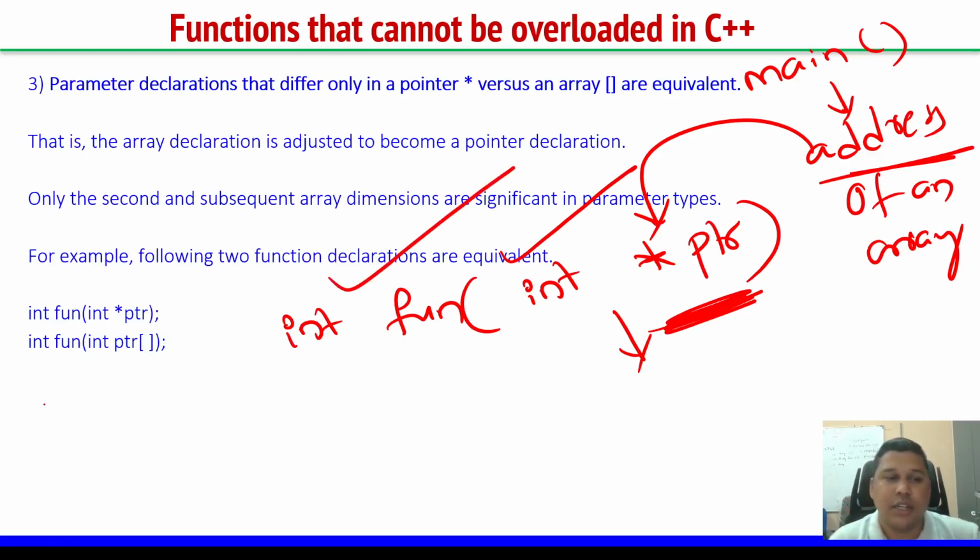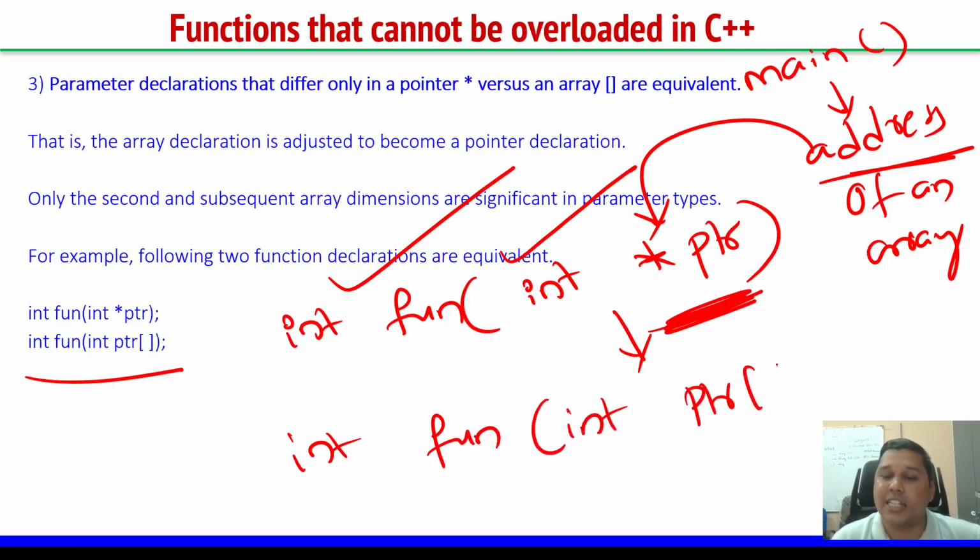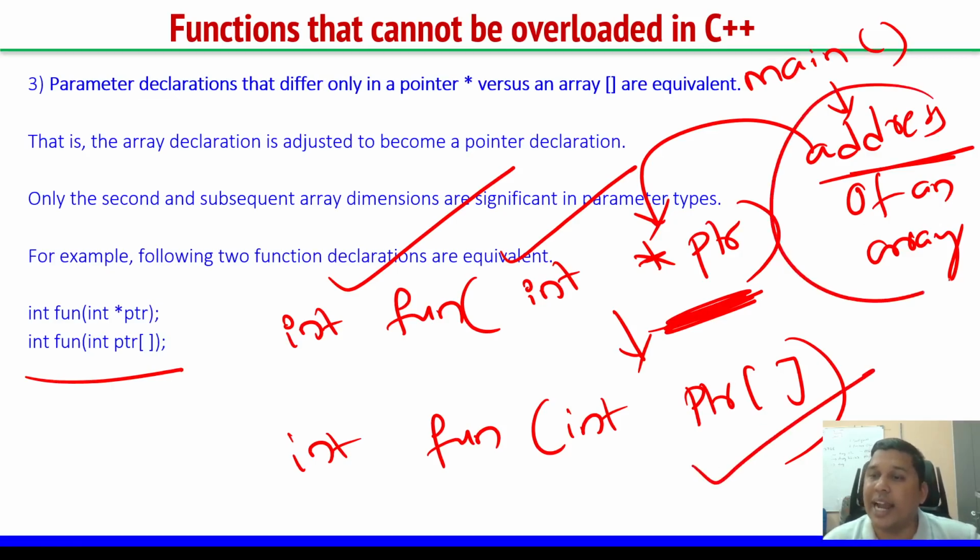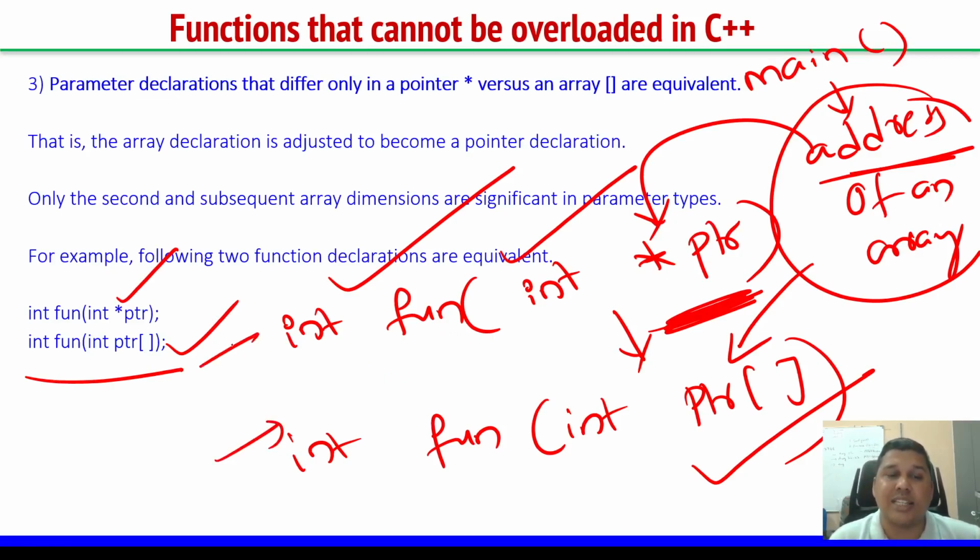This is fine. You see the second one, int fun, it is declared with ptr and empty brackets. This is also allowed when you are sending the address of an array. You can write either the first format or the second format. Indirectly, it means both these notations are the same.